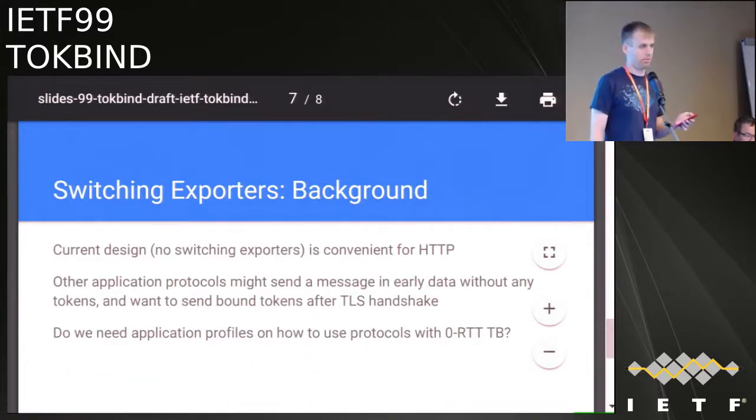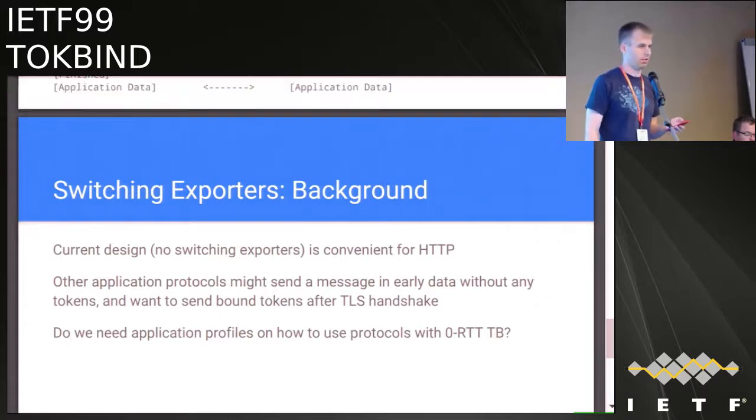So, getting into the topic that we started discussing in Seoul and had a little bit of discussion on the mailing list, it is about switching exporters. Right now in the doc, the current design is that we don't switch any exporters. This is very convenient for doing HTTP because we have a request-response pattern where in that initial request we have the bound token that we want.